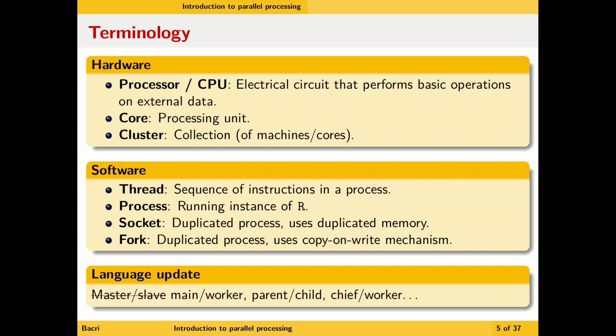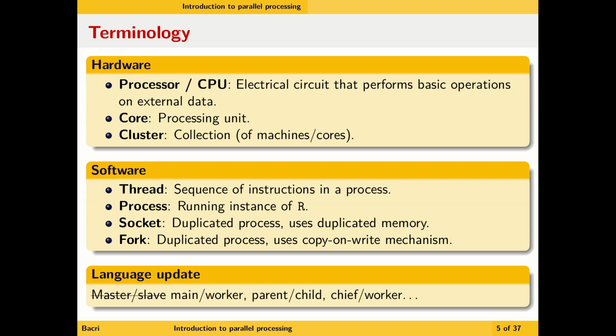A cluster is a collection, typically of machines, but it can mean also a collection of cores. On the software side, at the lowest level, the code runs in threads. So there are just basic sequences of instructions. Typically, ideally, they would run one per process. Here a process will be just a running instance of R. You can have multiple, but by default, there's only one when you run R or RStudio.